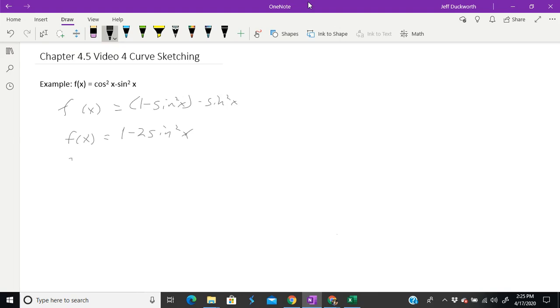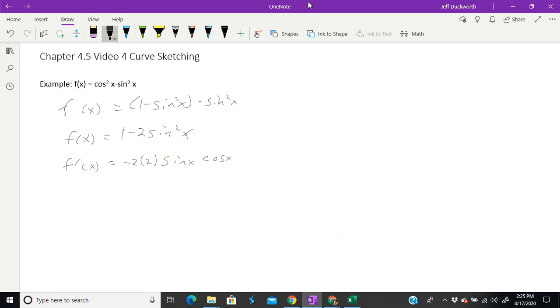All right, so the derivative. The derivative of 1 is 0, so the derivative of negative 2 sine squared of x: negative 2 times 2, the 2 comes down, sine of x. And our chain rule gives us cosine of x, the derivative of sine.